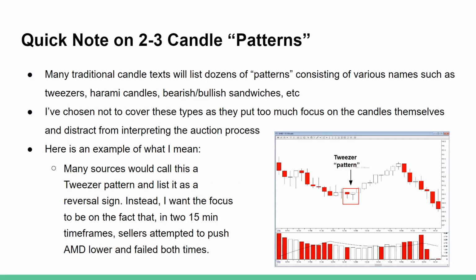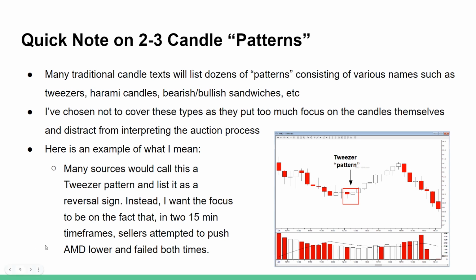Before we move on to more complicated multi-candle patterns, I want to drop a quick word of warning in here on these 2 to 3 candle quote-unquote patterns. If you read a lot of different texts, you'll see a ton of different names such as tweezers, harami candles, bearish bullish sandwiches. The names go on in a never-ending stream. And personally, I think that takes a lot of the focus away from interpreting the auction process and what the market sentiment is, and puts it on just you kind of robotically memorizing these candlestick patterns and names.